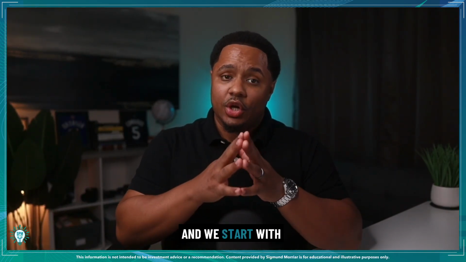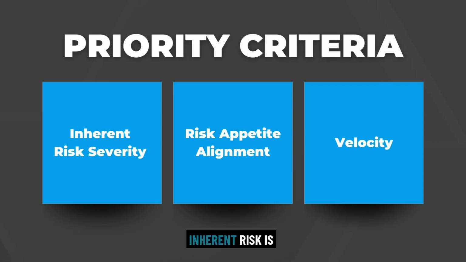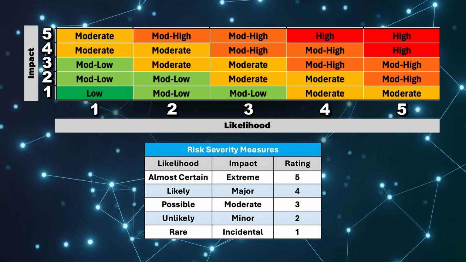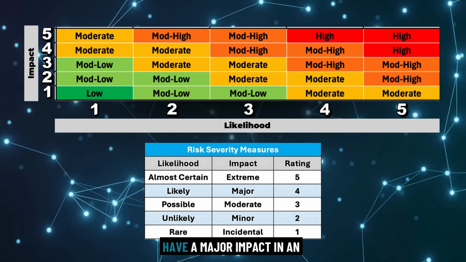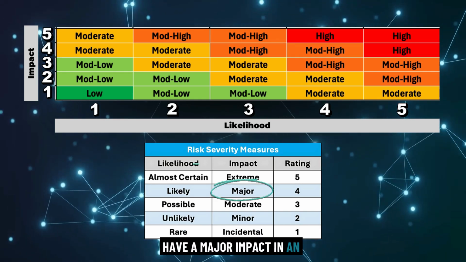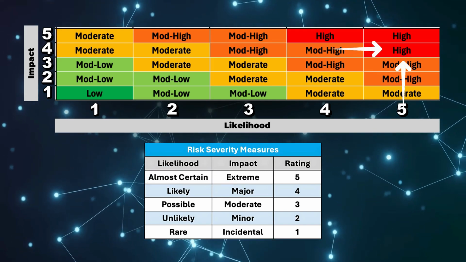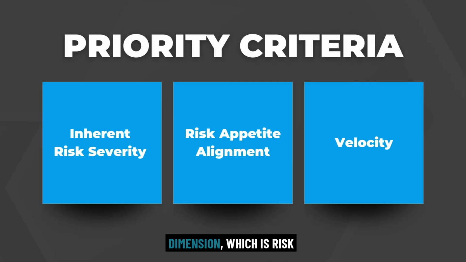Well, we start by considering three dimensions, and we start with inherent risk severity. Inherent risk is calculated as impact by likelihood, and it gives us a sense of how significant the risk is. For example, a risk might have a major impact and an almost certain likelihood, and that would give it a high inherent risk.